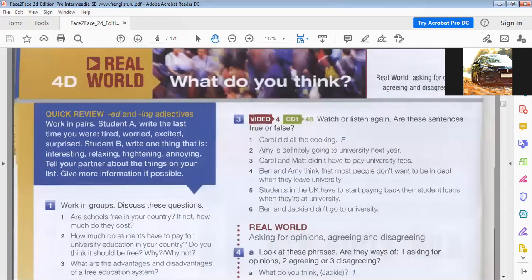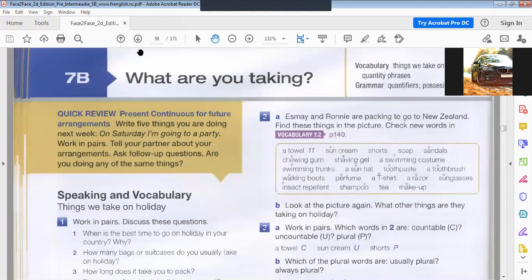Which page? Forgot which page. Oh, not this one. 48, yes. All right, here we are.